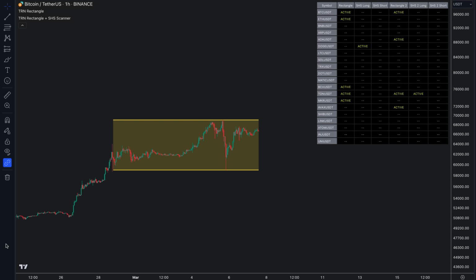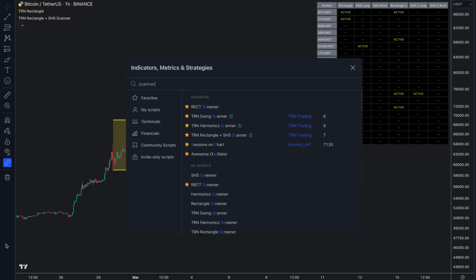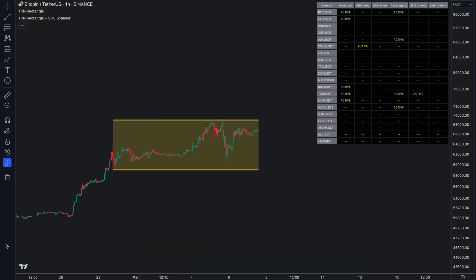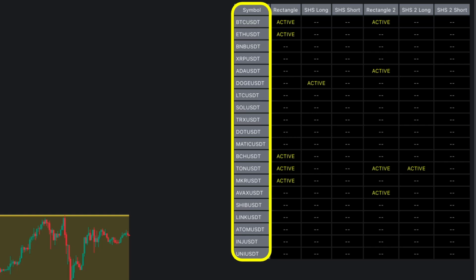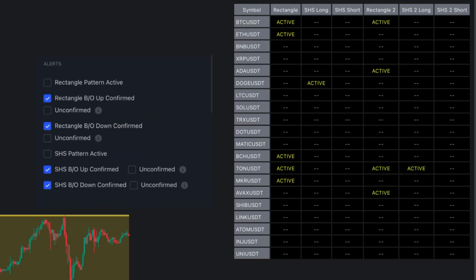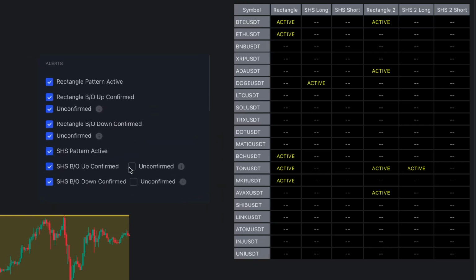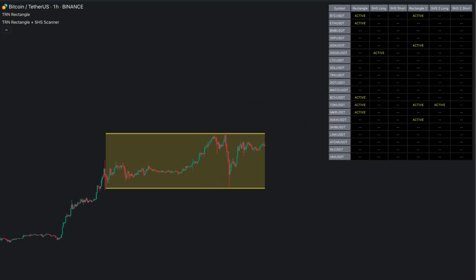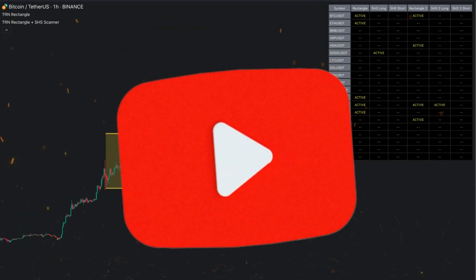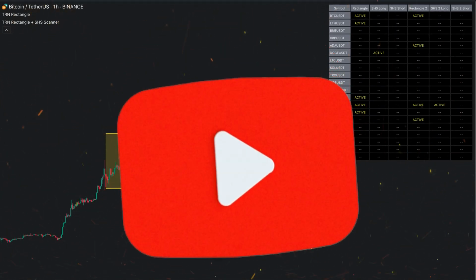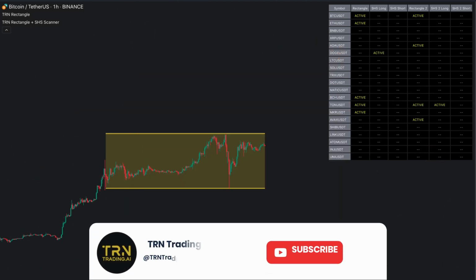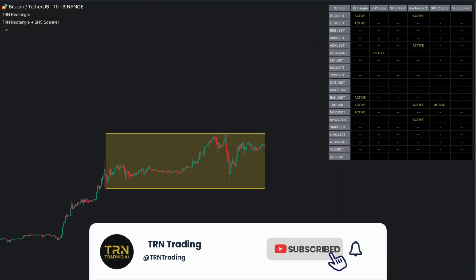To easily identify chart patterns, we provide various market scanners. You can simultaneously search across up to 20 different symbols, and this ensures you stay updated with real-time alerts to catch every breakout. Stay tuned for an upcoming tutorial dedicated to our market scanners, where we'll dive deep into the details. Make sure to subscribe to our channel so you don't miss out on that.